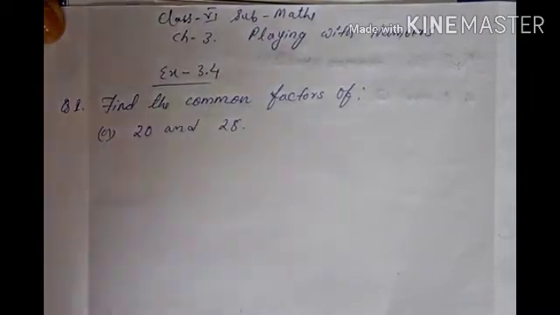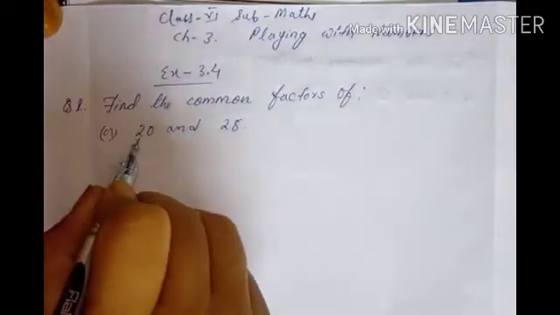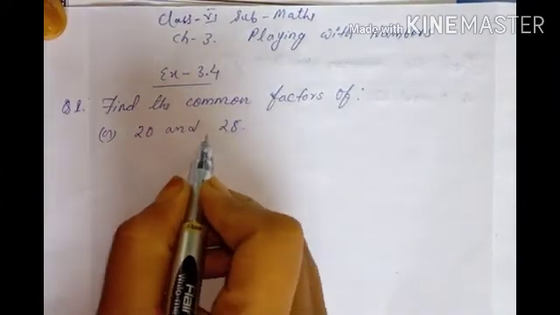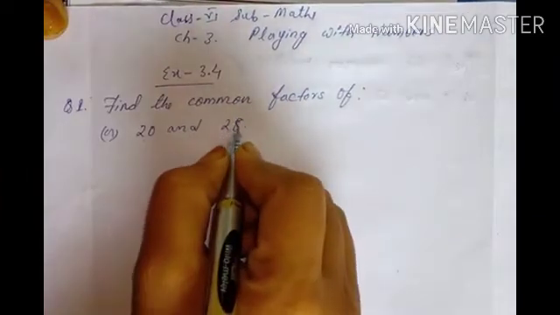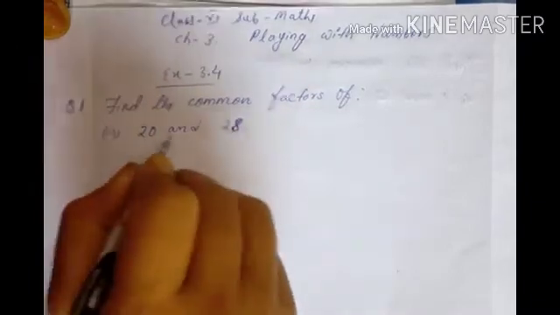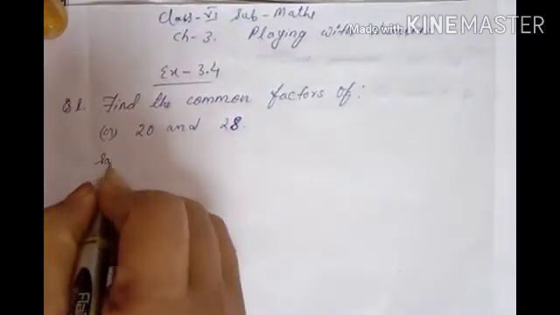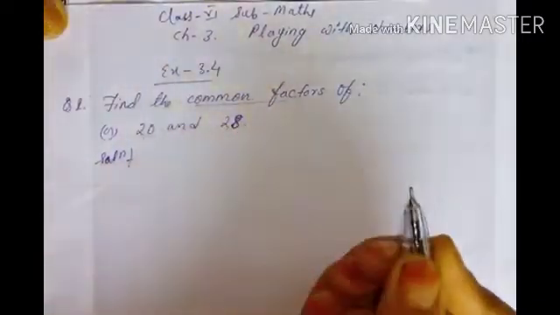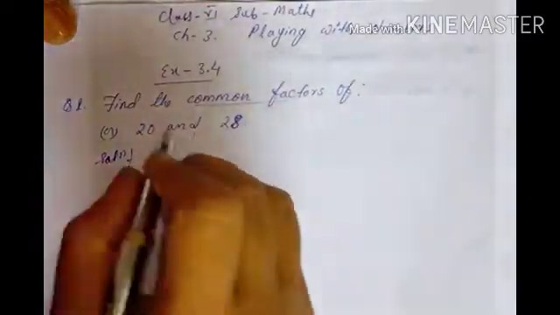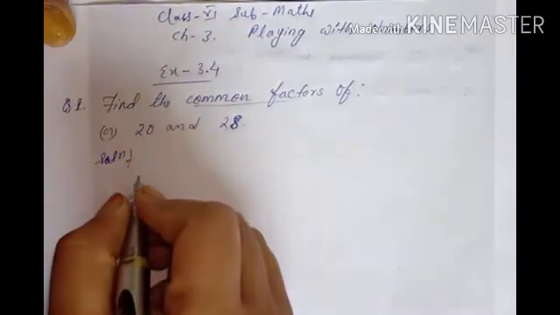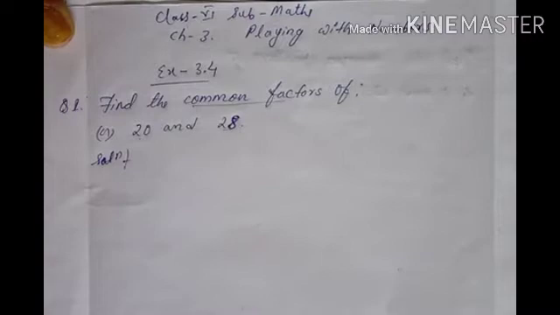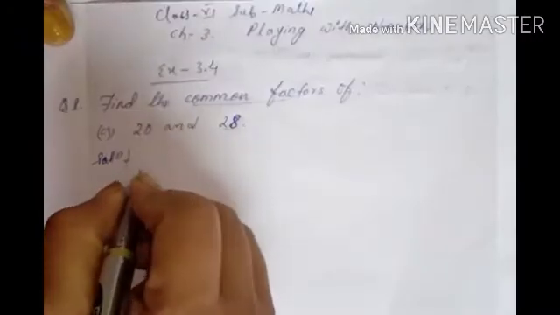Question number 1. Find the common factor of 20 and 28. I will write this nicely. Yes, 20 and 28. So what do we have to find? We have to find the common factor, isn't it? To find a common factor, we have to write all the factors of 20 and the factors of 28.